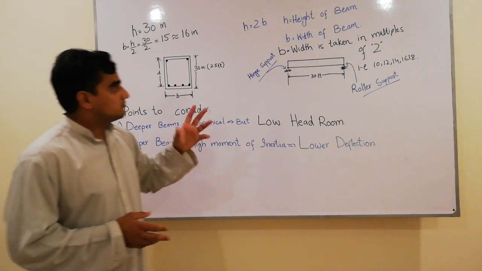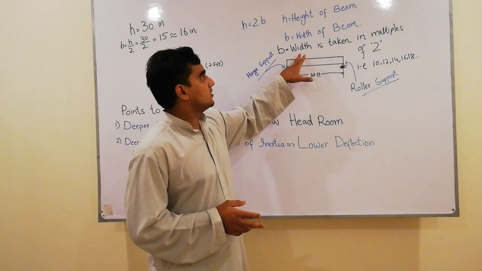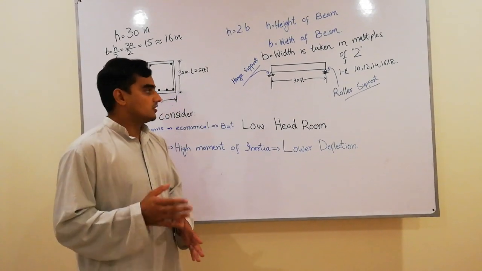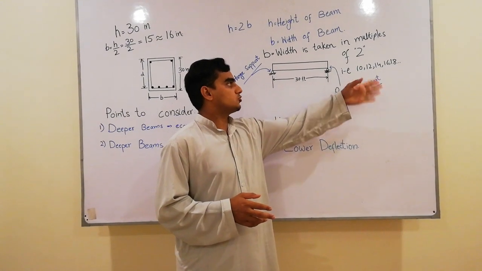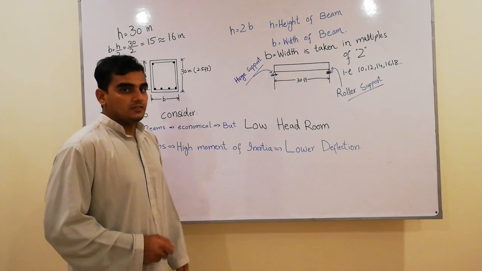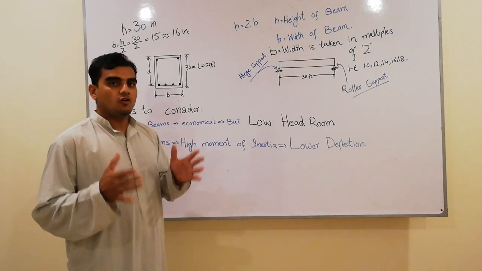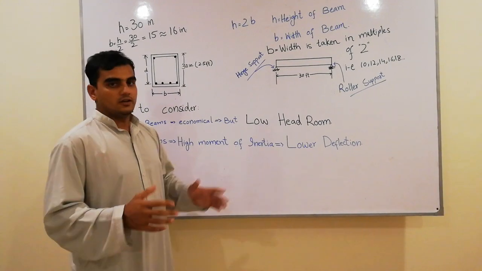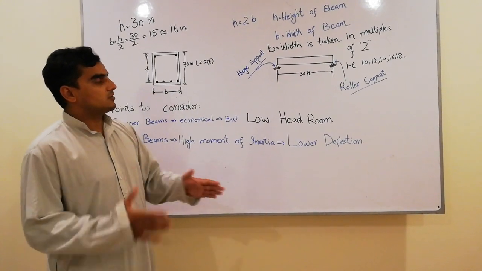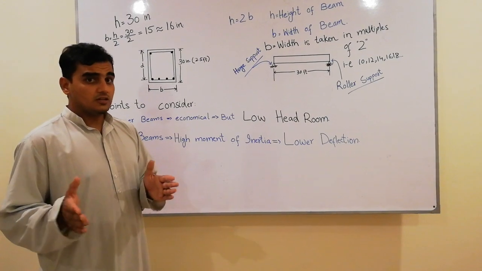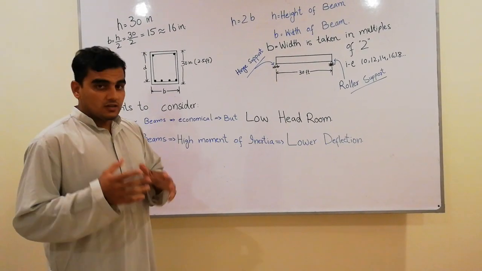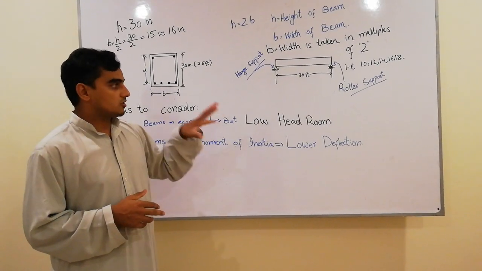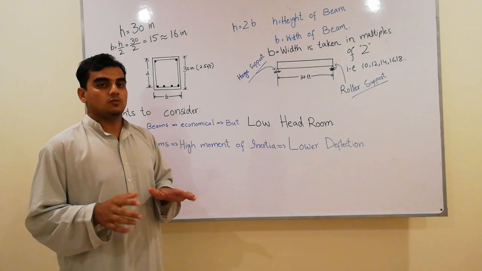But we have another convention, that width is taken in multiples of 2. So usually we have the width in multiples of 2, such as 10 inches, 12, 14, 16 or 18. The reason is that a lot of formworks are available in these multiple of 2 dimensions, so that's why it is easier for us to take it in multiples of 2. Accordingly, we can manage the height and depth according to our needs, but these are just conventions, and we are talking in this lecture only about conventions.